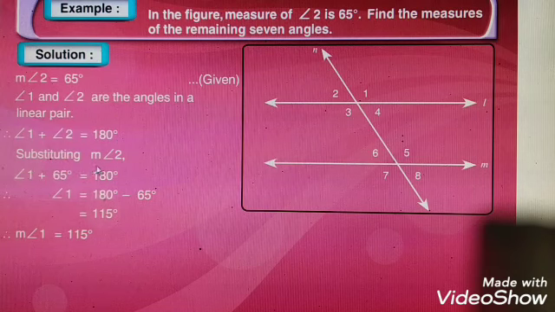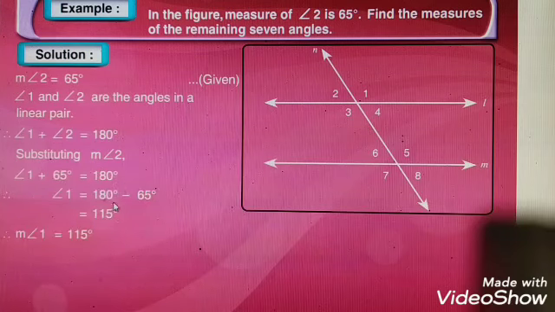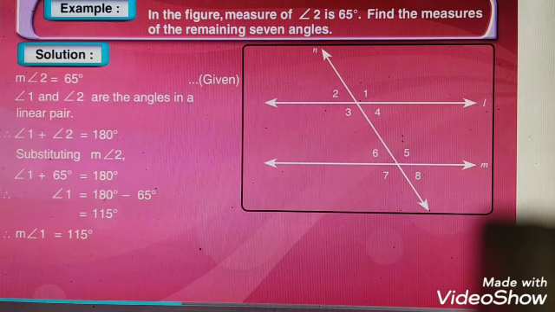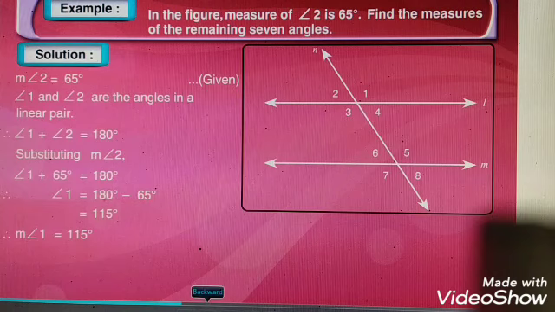Now, substituting the measure of angle 2, which is 65 degrees, I will get angle 1 plus 65 degrees is equal to 180 degrees. Now, I will keep angle 1 here only, and I will shift this plus 65 to the other side of the equal sign, and I will get minus 65. This is 180 minus 65. The answer is 115 degrees. Therefore, the measure of angle 1 is equal to 115.